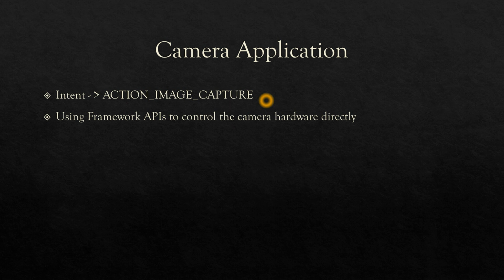But there is one more alternative method in order to use the camera. In order to build our camera applications, there is one more alternative method, and that one is using the framework APIs to control the camera hardware. So here we will directly access the camera hardware. In the earlier method everything was easy, we were just using this action image capture intent, whereas in the second method which I'll be discussing today, we will be using the camera directly.